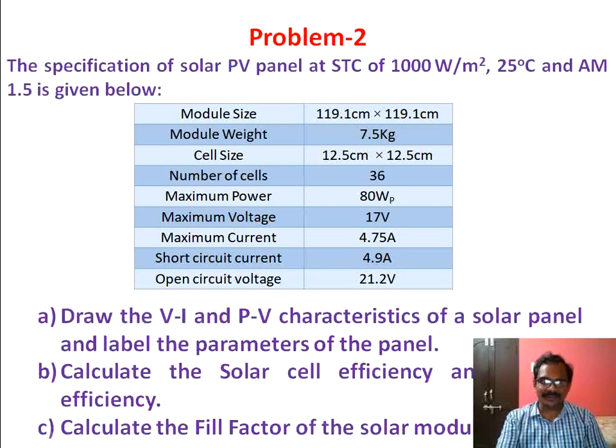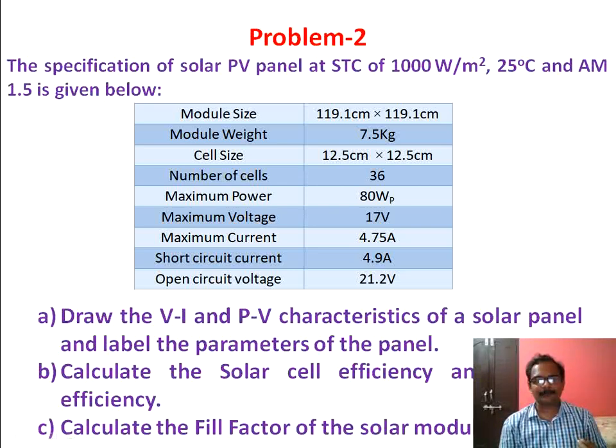Now the second problem, which is a very very important problem, which is given twice in the exams. The specifications of a solar PV panel at STC of 1000 watt per meter square, 25 degrees centigrade and AM 1.5 are given below. Module size is 119.1 centimeter into 119.1 centimeter. Module weight 7.5 kg. Cell size, the area of each cell in the solar panel, 12.5 centimeter into 12.5 centimeter. Number of cells are 36.